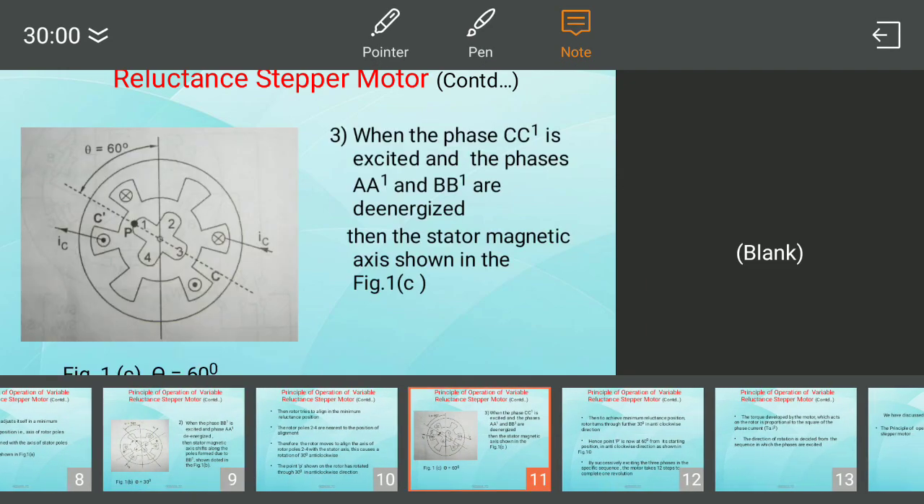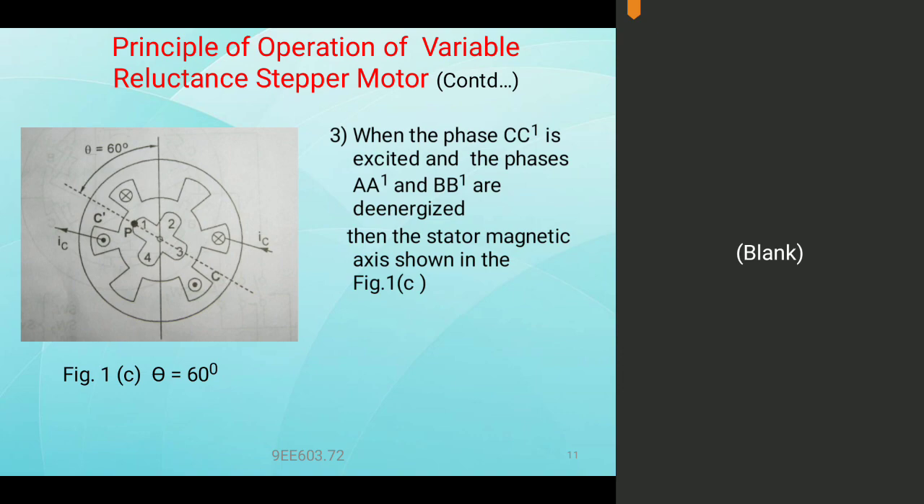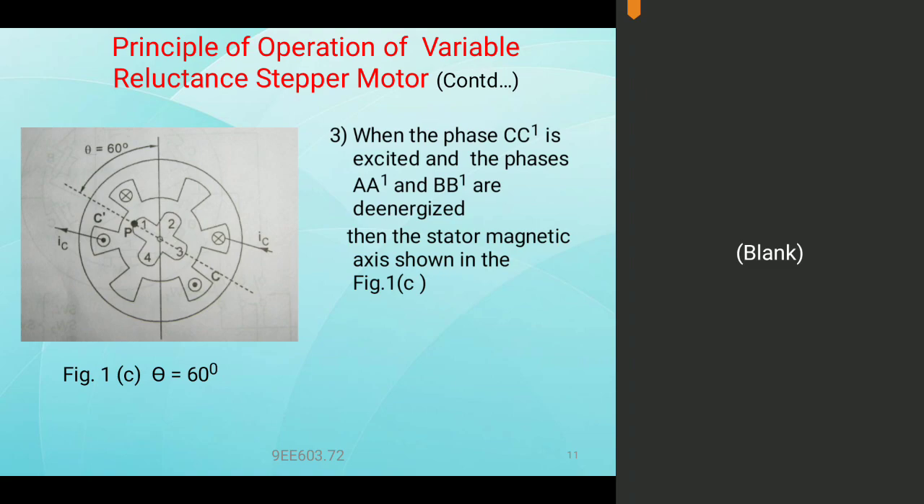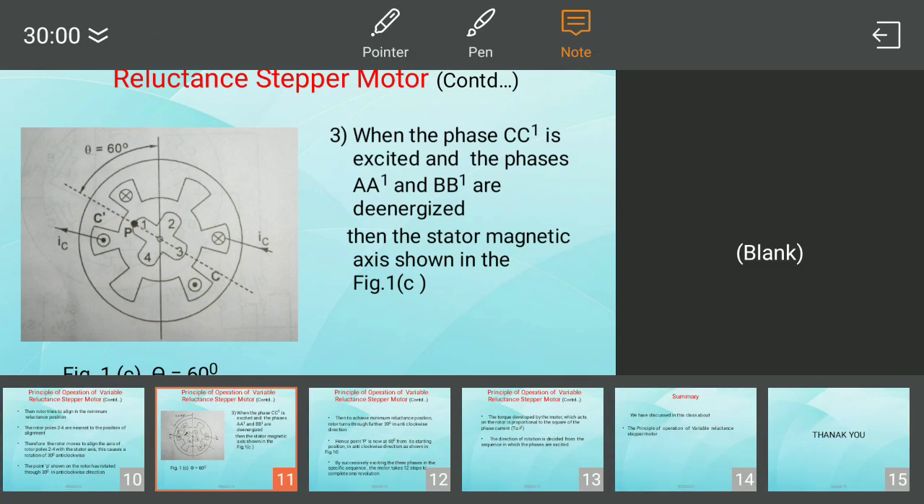Here also, at theta is equal to 60 degrees, the stator axis is C dash, and the rotor poles are 1 and 3. So here it is rotated in the anticlockwise direction, that is 60 degrees.